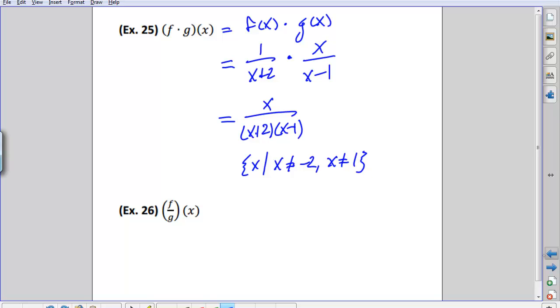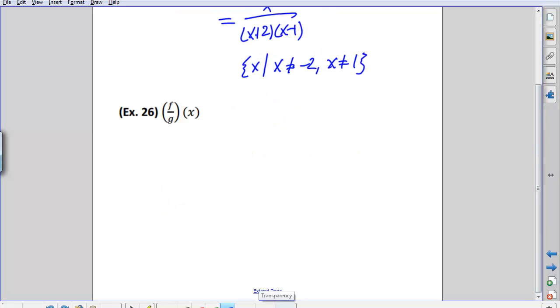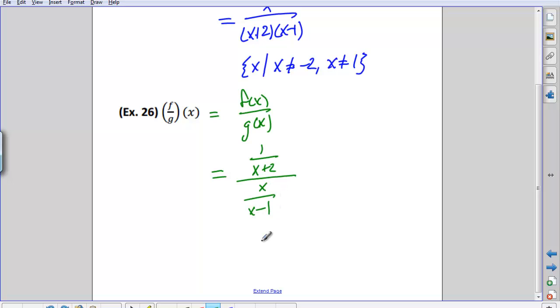And then the last one, division. Let's look at that real quick here. This is f of x divided by g of x. So I'm dividing. This is looking like a mess, right? I'm dividing those two fractions. But remember that dividing two fractions, maybe it's a little more clear if I write it like this. Use the old division symbol.